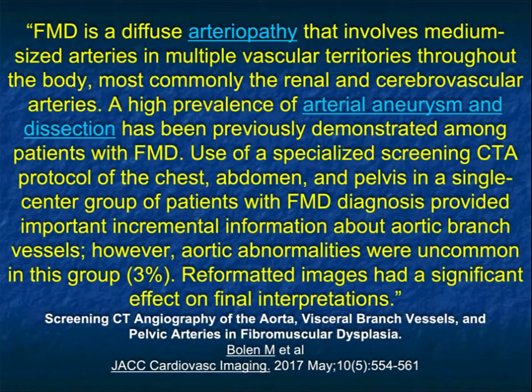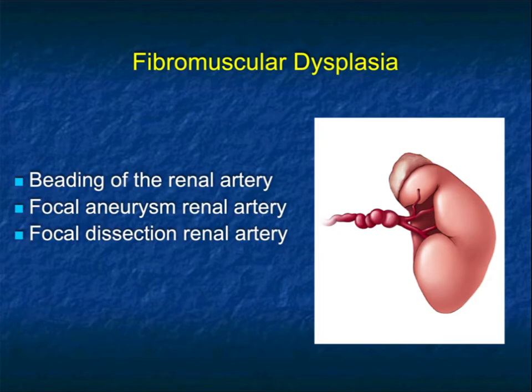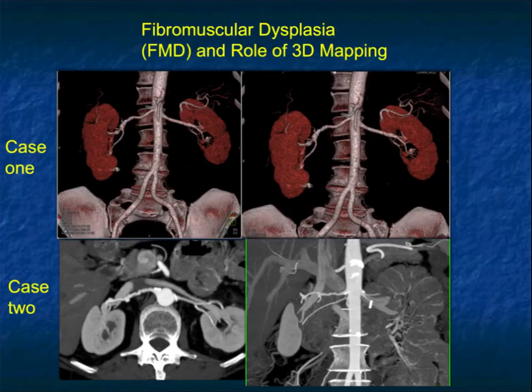In terms of imaging, I like to look at the axial images, of course. Then I do 3D imaging. I'll use volume rendering, and I'll use MIP to look at the vessels, and when I see stenosis, to be able to grade the vessels. In this article by Bolin, reformatted images had a significant effect on final interpretation. So in terms of FMD in the renal artery, beading is the classic finding, that you can see focal aneurysms or focal dissection. Case 1, very nice example of beading in the mid to distal renal artery.